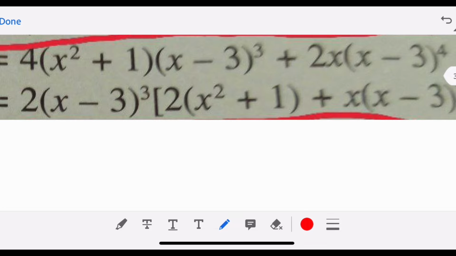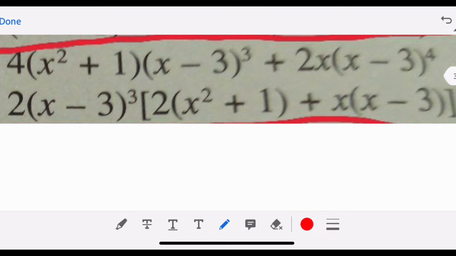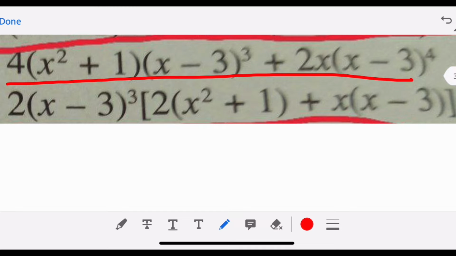My dear student, I'm going to answer your question. How to factorize for a question like this? This one. How are you going to factorize? Now, in order to factorize, we always choose the common factor.